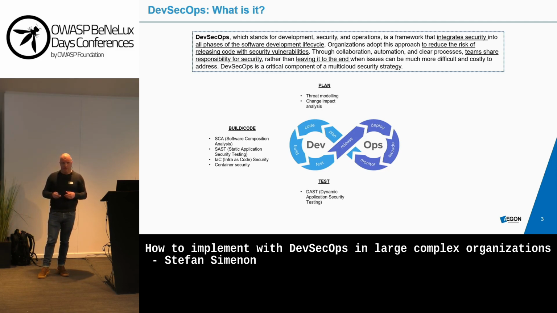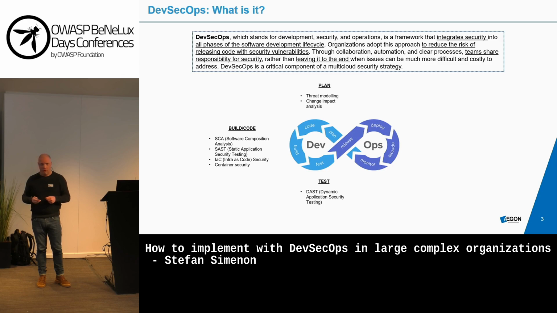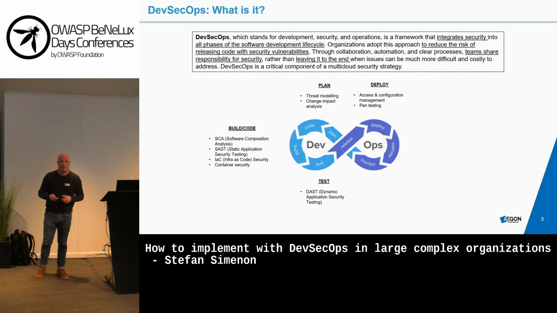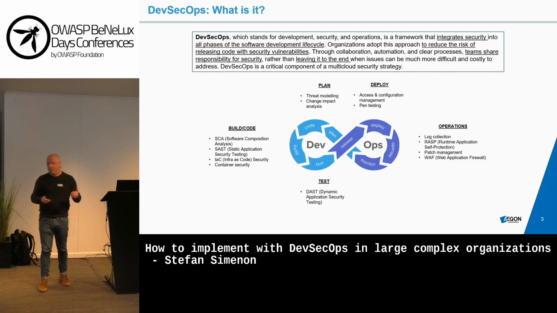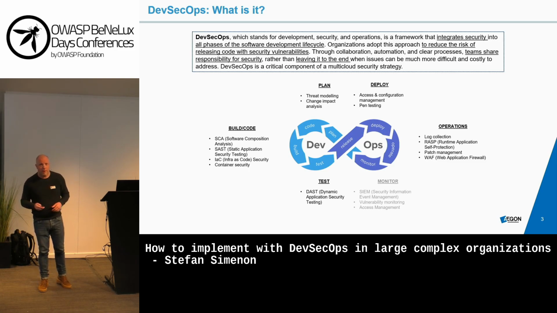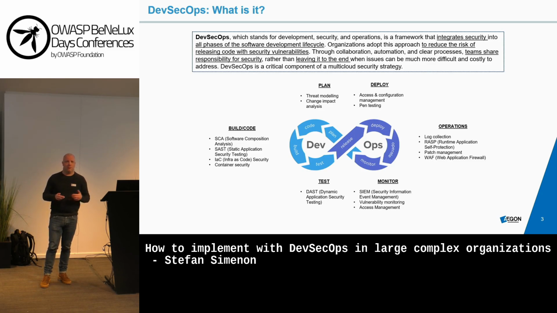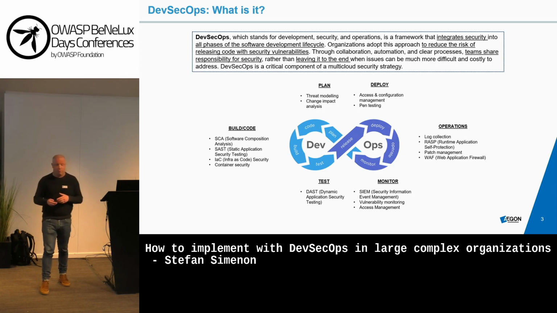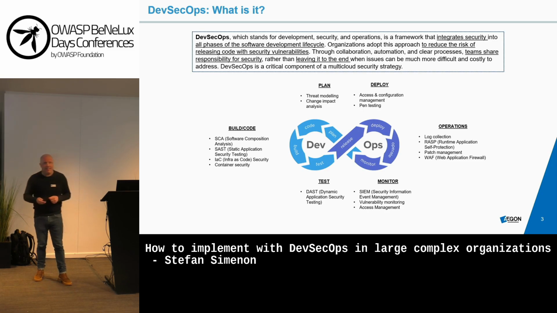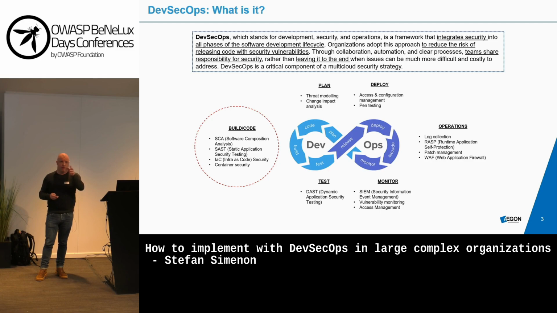DAST, unit test phase, is a very common security piece of work. Then when you deploy, access and configuration management, pen testing is becoming applicable. In operations, it's all about log collection, RASP, patch management, application firewalls, and monitoring is about security information event management and vulnerability monitoring. So in large companies, they focus a lot on monitoring and operations. The process with SOC, they have often lots of priority. And in this presentation, I'm going to focus upon the build and code phase.